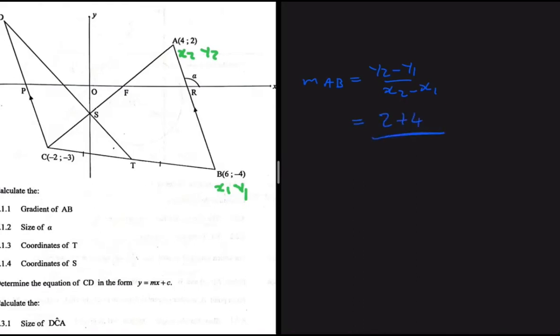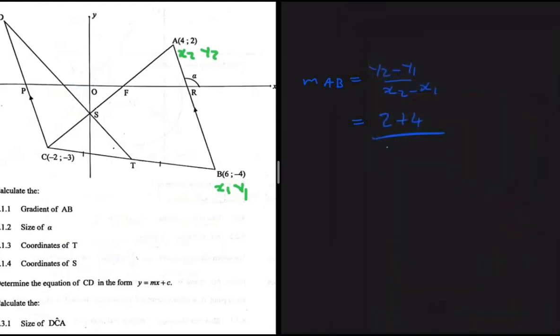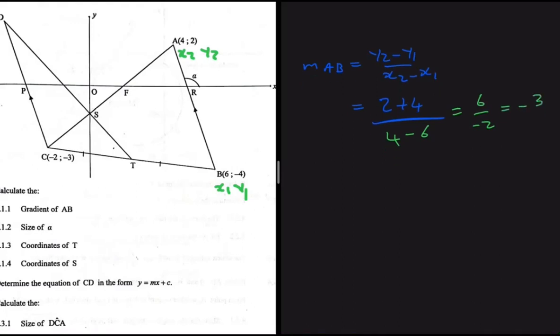And then everything divided by x2. What is x2? x2 is 4, right? And then minus x1. x1 is 6. So we have minus 6. So we have 2 plus 4, which is 6, divided by minus 2, right? And then this should be equal to minus 3, right? That should be equal to minus 3.